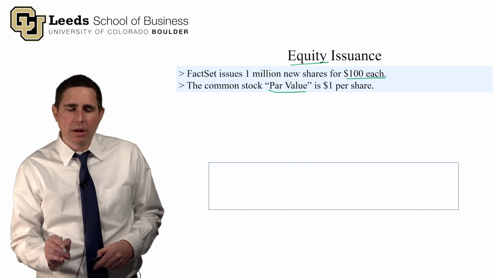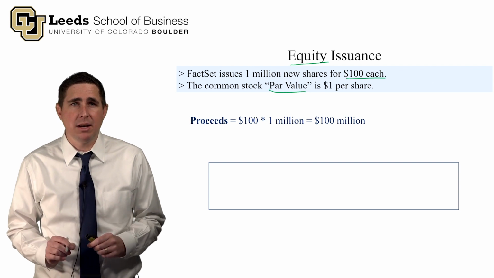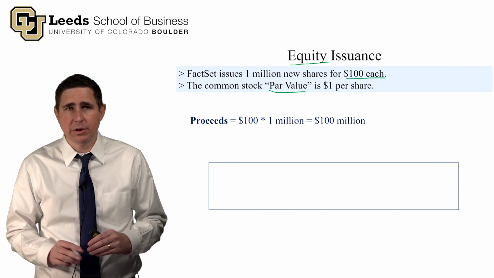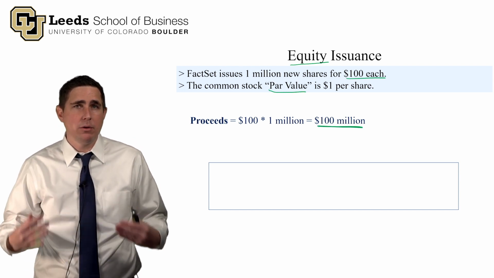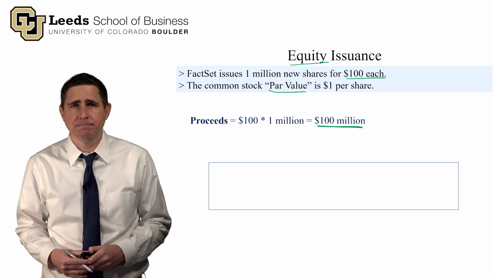Okay, $100 each, 1 million shares. We're going to have proceeds to FactSet of $100 million. 1 million shares, $100 each, $100 million. That's going to be proceeds to FactSet. We're going to raise that money, and then we're going to use it to invest in new property or whatever we're going to do with those proceeds.